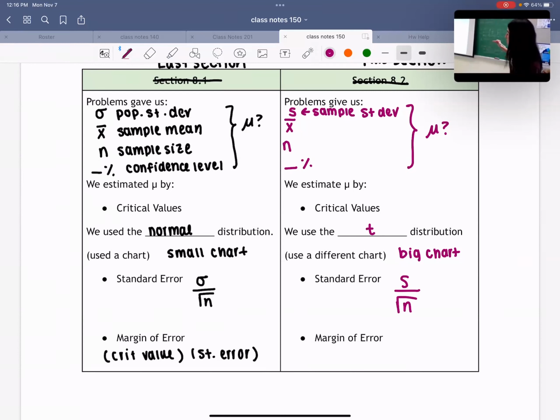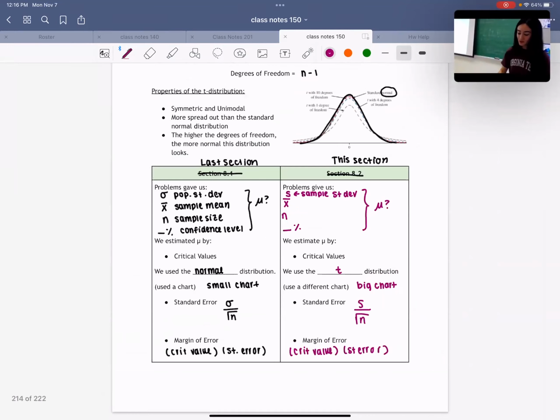When we find the margin of error, it's still the critical value times the standard error. Okay, so it's still the same thing. Everything's the same except we're using S instead of sigma, and we're using the big chart instead of the small chart. That's all the difference. All right, let's flip to the next page.